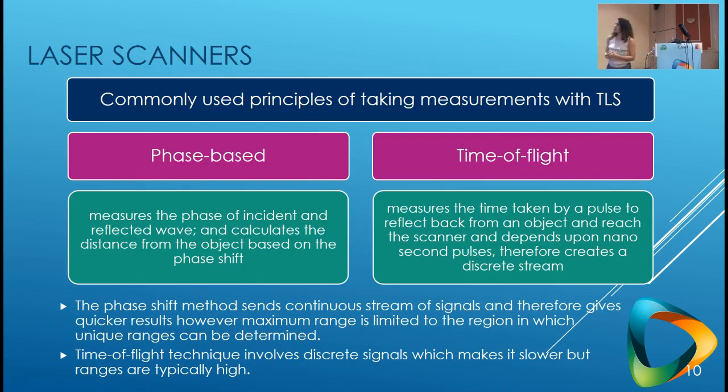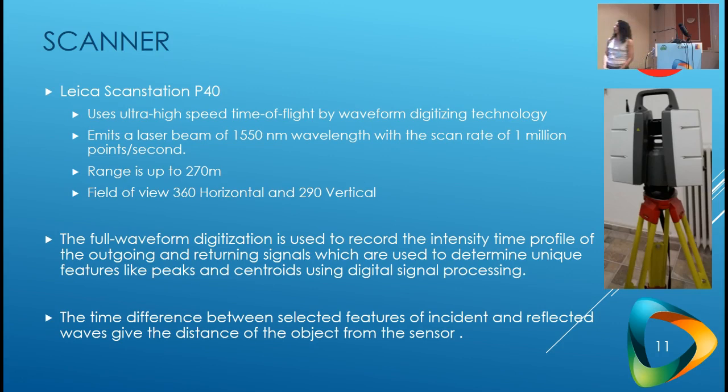As you may know, there are 2 common principles of taking measurements with TLS, phase space and time of flight. And each of them has its own benefits and limitations. One of them is faster, one of them has a better range, that kind of difference. The scanner that we used is a newer technology that uses time of flight with waveform digitizing technology. It's a Leica P40 laser scanner.